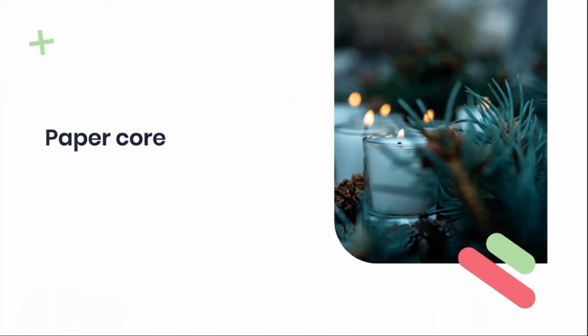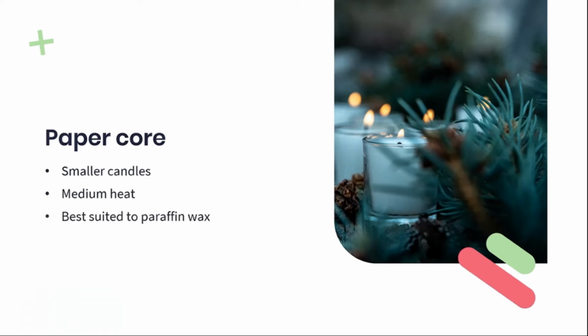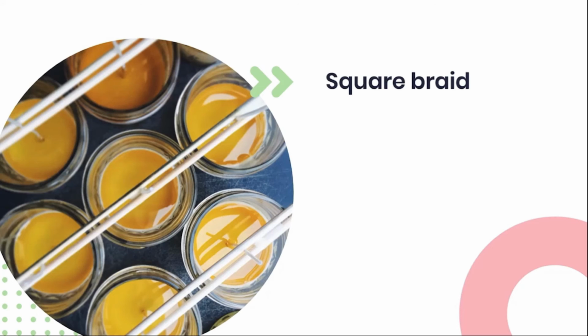Paper core wicks behave very similarly, and can also be used in smaller container candles such as votives and tea lights. They burn hotter than zinc core wicks, but still not at a temperature that would be adequate for anything other than paraffin wax candles. Square braided wicks are more loosely bound than their zinc core and paper core counterparts, allowing more air to circulate through their structure and encourage a bigger, hotter burn.